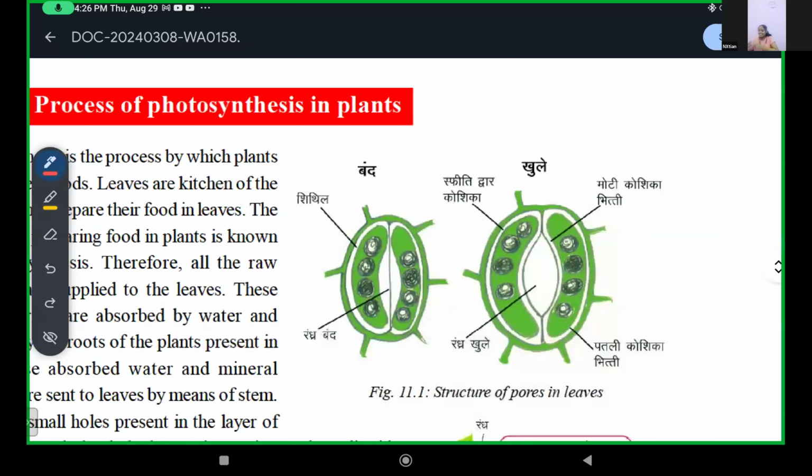Yeah, that's right. And this is the structure of pores. This also is an important diagram. This is the closed one, and this is the opened pores. So if you are explaining the photosynthesis process, that time you can use this diagram, when you're explaining the photosynthesis process.